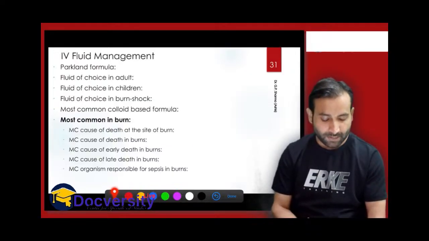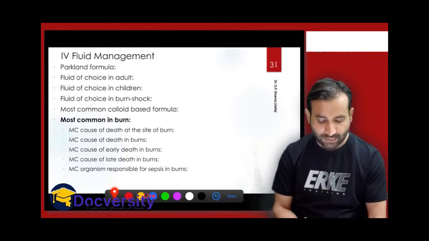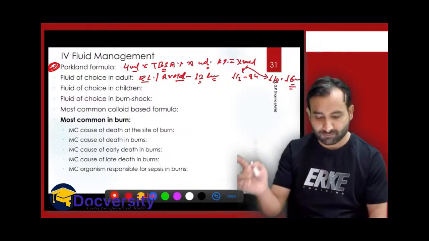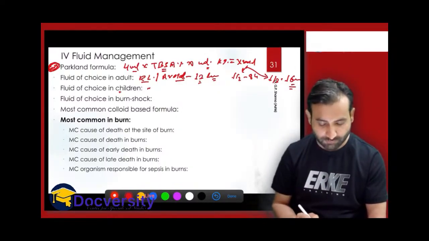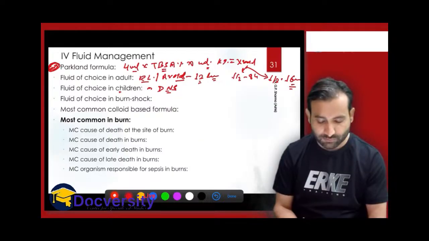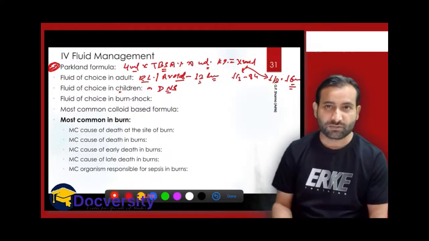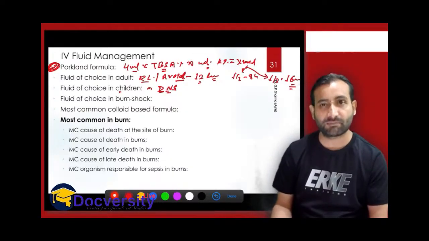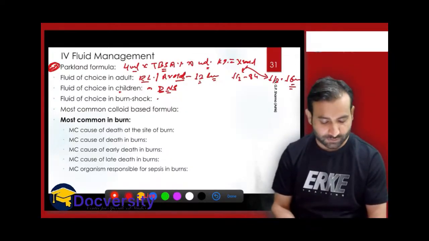Please remember, right? And then the fluid of choice is Ringer's lactate for the adult, and avoid the colloid or protein for at least 12 hours. Don't use colloid for at least 12 hours. The reason for that we will discuss in burn, right? So this is not the proper class of burn. Fluid of choice in the children is dextrose and normal saline, because the children less than 5 years have higher chances of undergoing hypoglycemia, so we have to add the dextrose in their fluid. And fluid of choice in the burn shock is what?